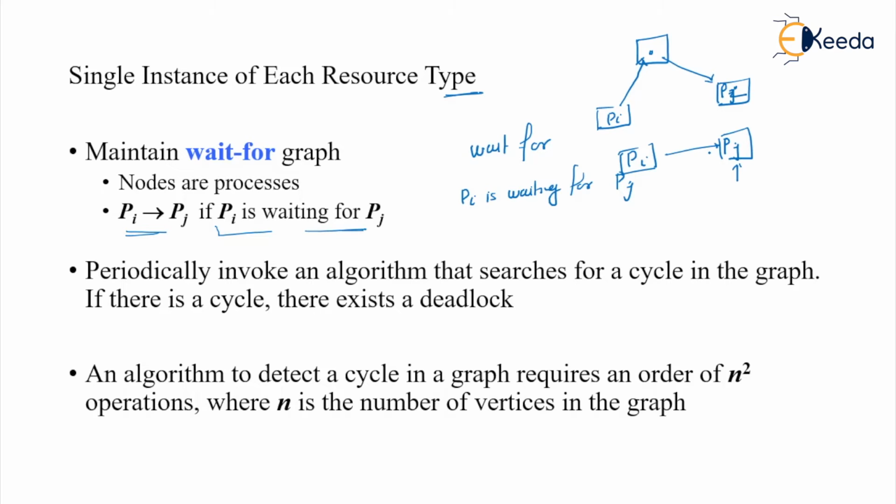Now what it does is periodically invoke an algorithm that searches for a cycle in the graph. If there exists a cycle, then there exists a deadlock. For a single resource instance, we have already seen that a resource allocation graph with a cycle is also a deadlock state. The algorithm that detects a cycle in the graph requires an order of n square operations, where n is the number of vertices in the graph. So we can do this entire thing in n square time.